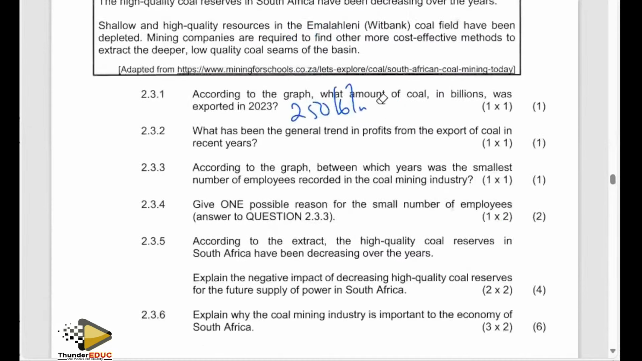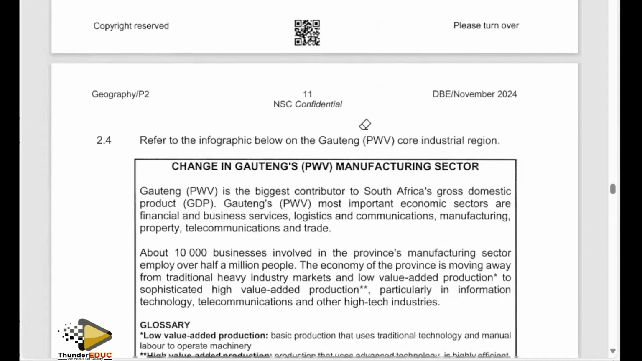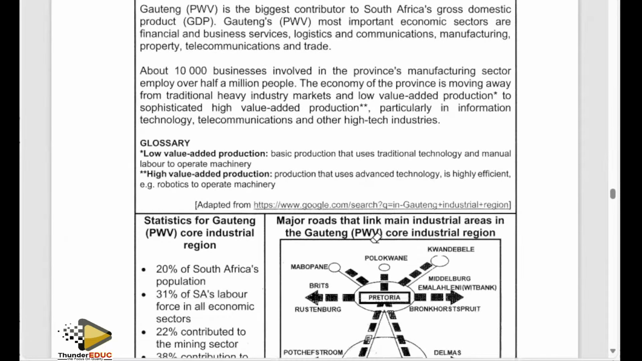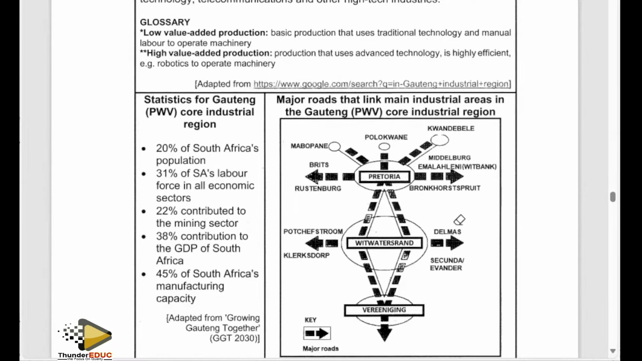Right. Move on to the next question. We are done with question number 2.3. We move on to question 2.4. 2.4 is based on the PWV core industrial region. There is a text there, and also there's this infographic, which has got the routes and also the statistics.